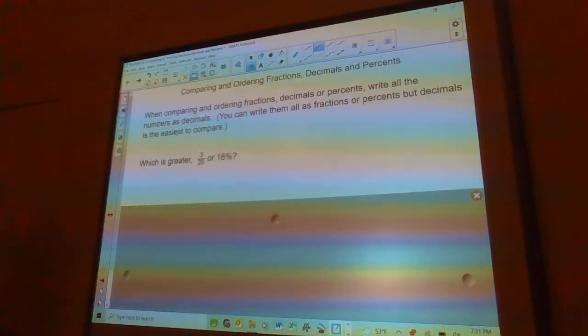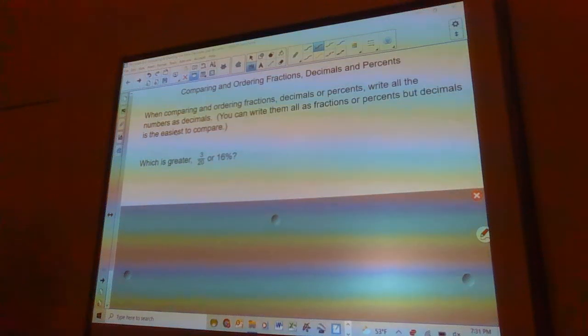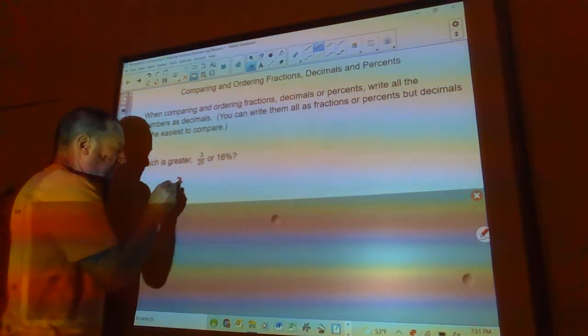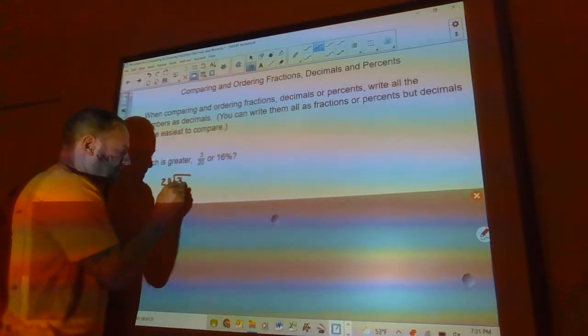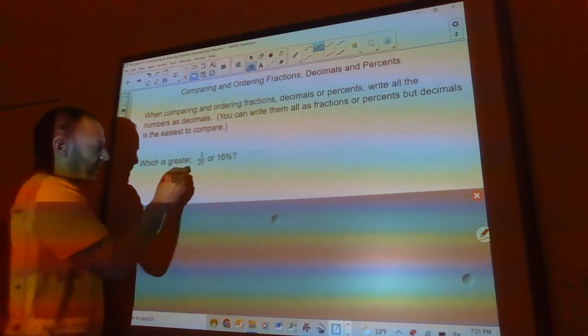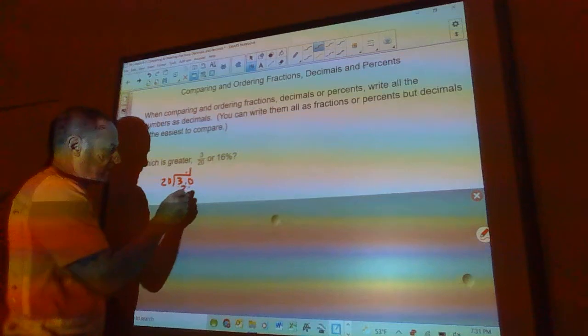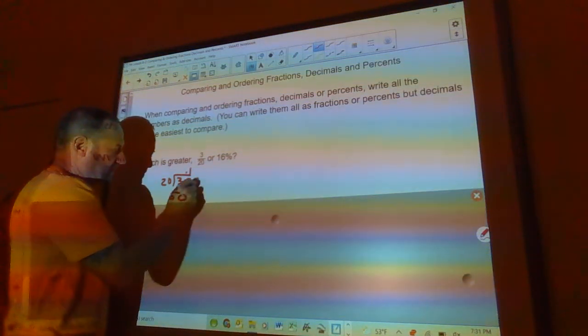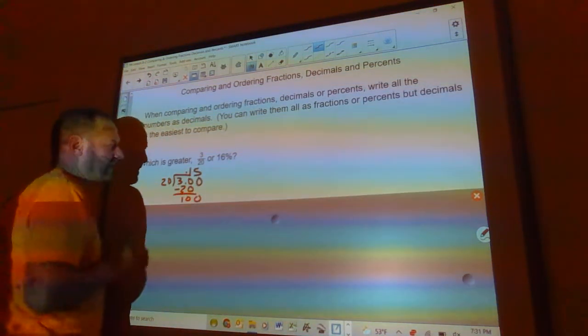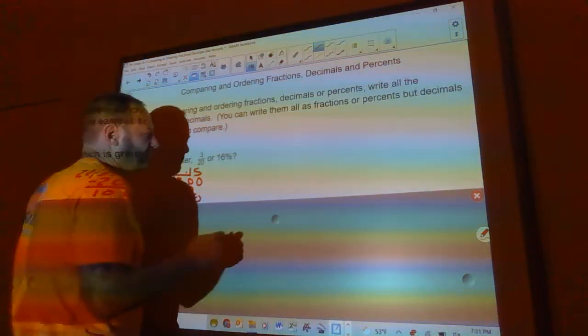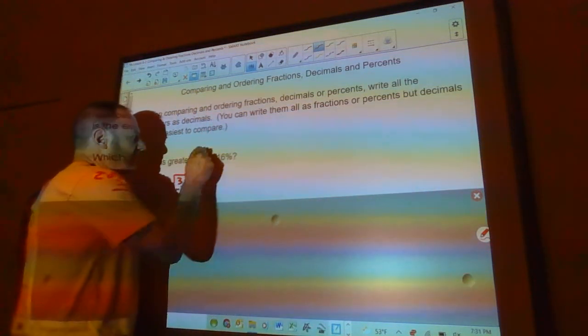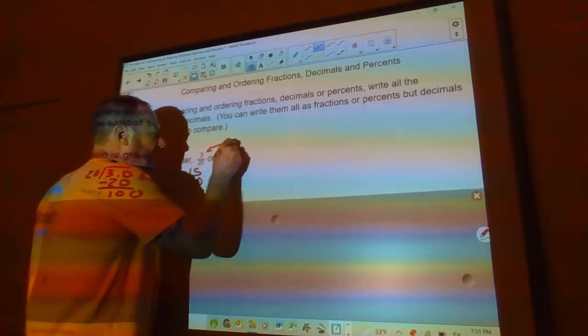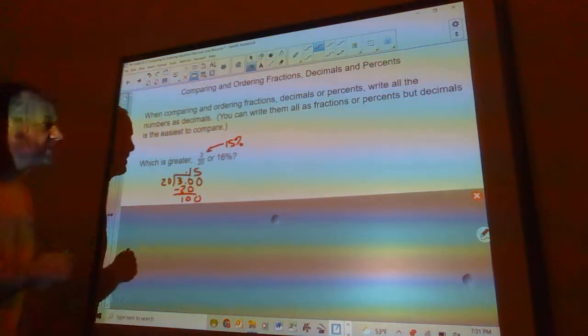So here we've got, which is greater, 3/20ths or 16%? Well, let's see, 3/20ths, that's 3 divided by 20. That would go there one time, that's 20. Leaves 10, drop a 0, that would go in there 5 times. So that's 0.15 or 15%. So this is 15%, and that's 16%.